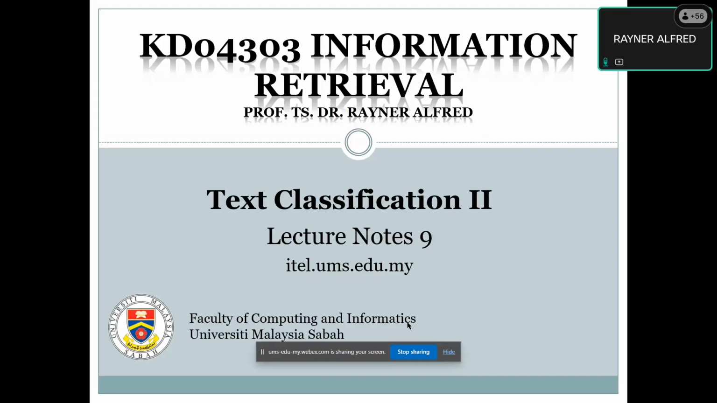Okay, last week we covered text classification 1, but we discussed the unsupervised learning, which covers the clustering. For the clustering, we have two parts. The first one is the partitional clustering. The second one deals with the hierarchical agglomerative clustering.